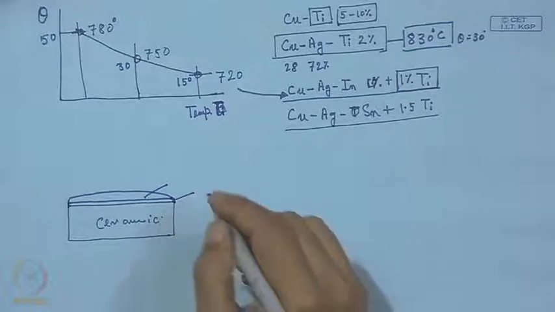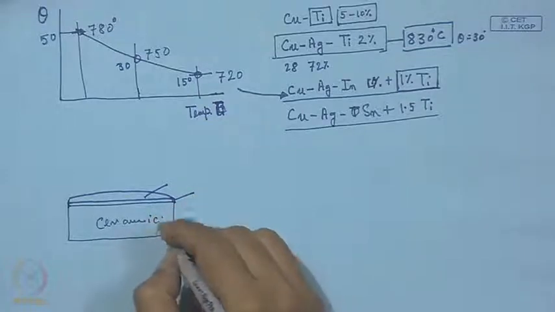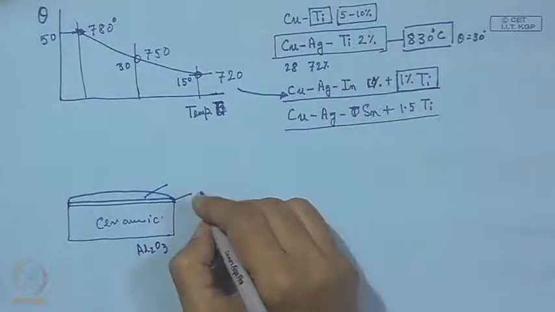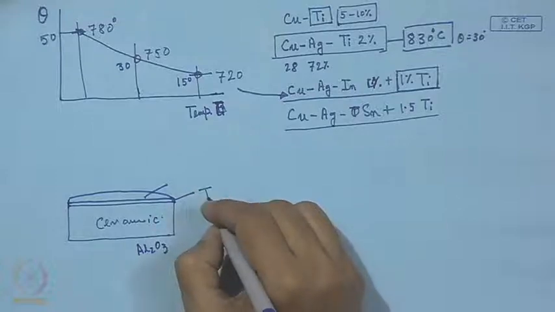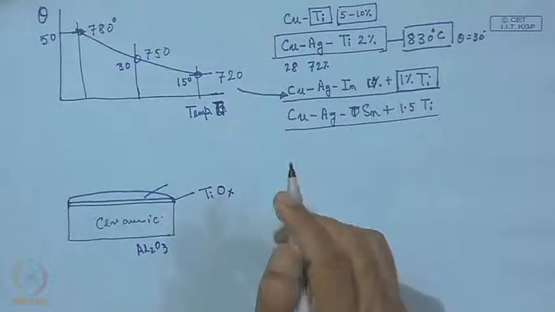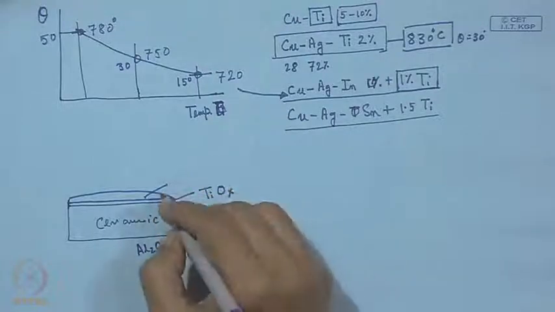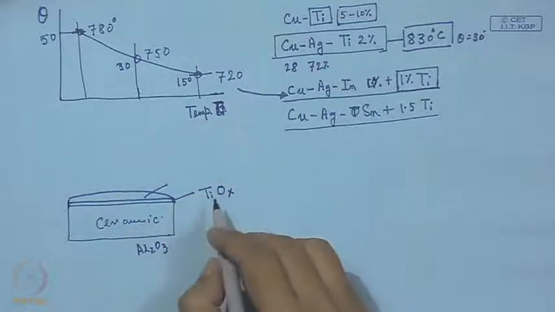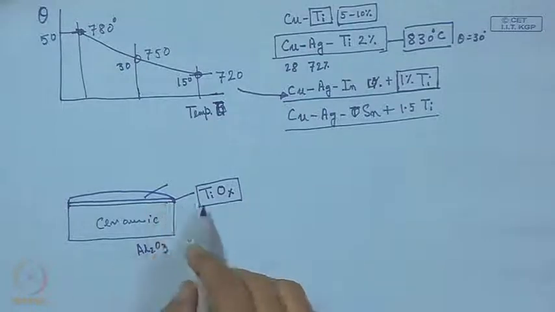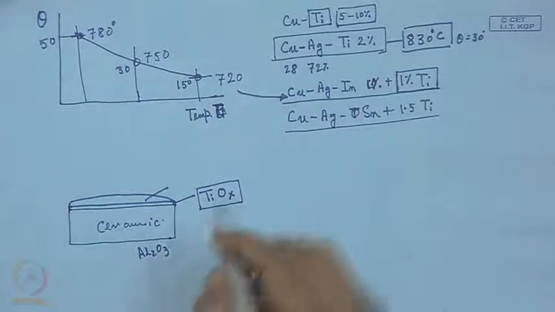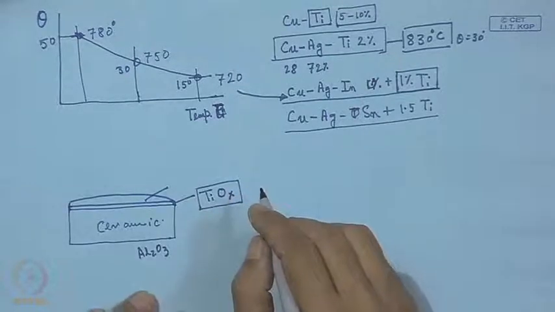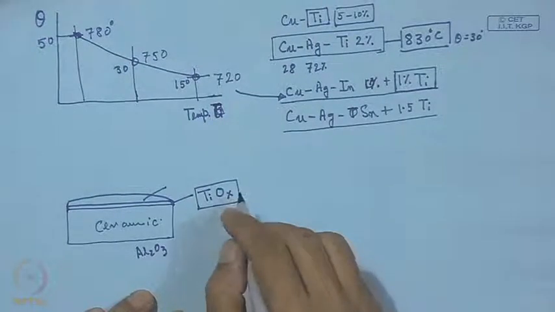So, this is the ceramic, that means say Al2O3, and here we have the oxide layer which will be in the form of TiOx, and over that we can have this parent alloy. So, this reaction layer of TiOx, that formation is very important here, and this X should be at least 1 or favorably, desirably, less than 1.